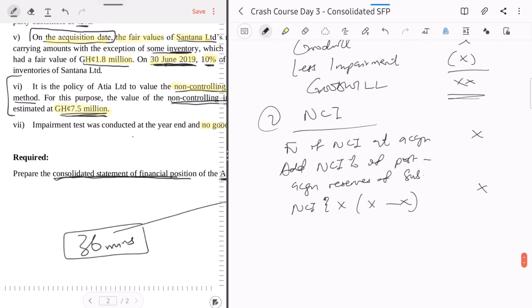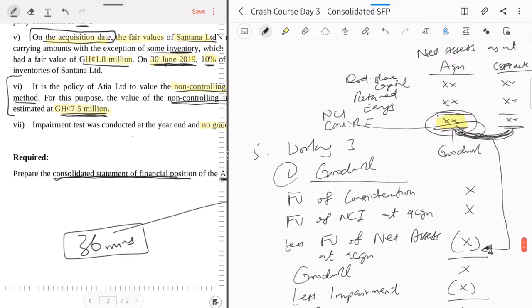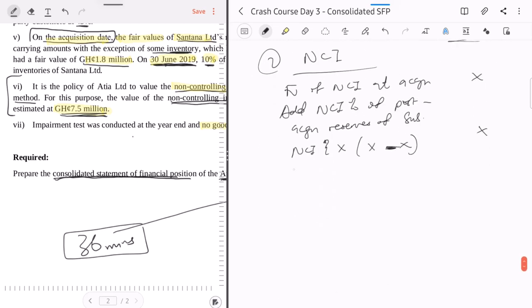So NCI here will be the difference between what? Opening and then what? Closing, right? Then if there's impairment, you less what? The NCI percentage of what? Goodwill impairment. That would be a figure here, right? And that should typically give you your NCI value for the question.